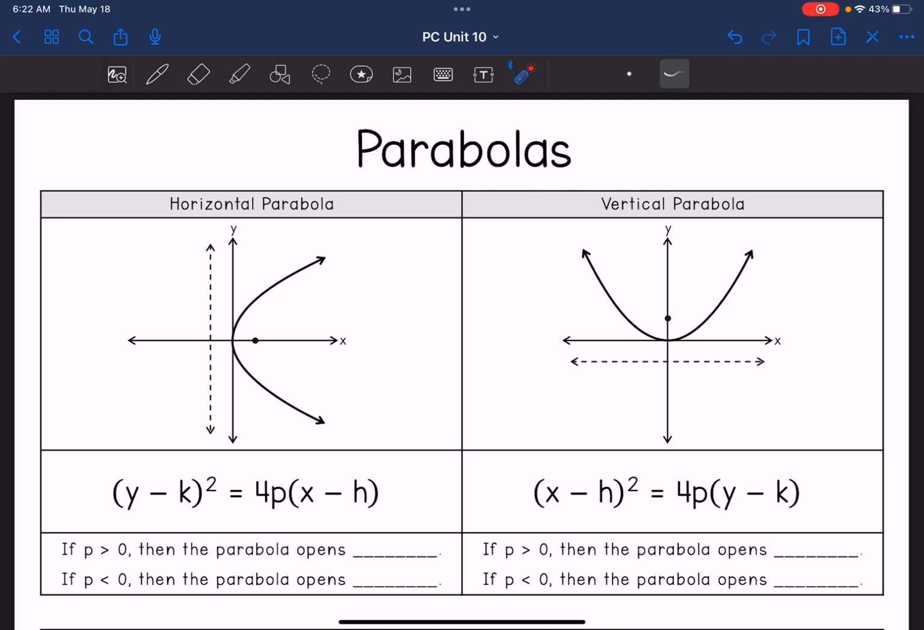there's two different equations depending on which direction your parabola opens. So if it is a horizontal parabola, meaning that it opens either to the right or to the left, this is your equation here. If it's vertical, so that means that it's either going to point up or it's going to point down, this is your equation here. And we'll talk about all the parts in a second.